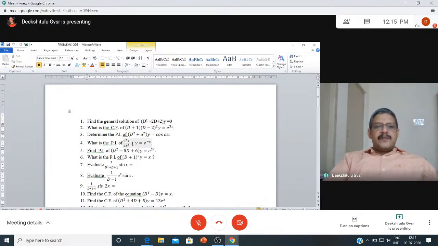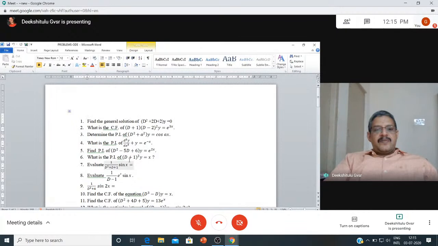What is the particular integral of d cube y by dx cube plus y is equal to e power minus x? That means 1 by f of D, 1 by D cube plus 1 e power minus x. a is minus 1. If you substitute, the denominator becomes 0. So x into 1 by f dash of D e power minus x. That rule you have to follow here. Find the particular integral of D square minus 5D plus 6 y is equal to e power 2x. I think this is also a failure case. When you put D equal to 2 here, 4 minus 10 plus 6 is 0. Failure case. Again you have to use the rule to find the particular integral.